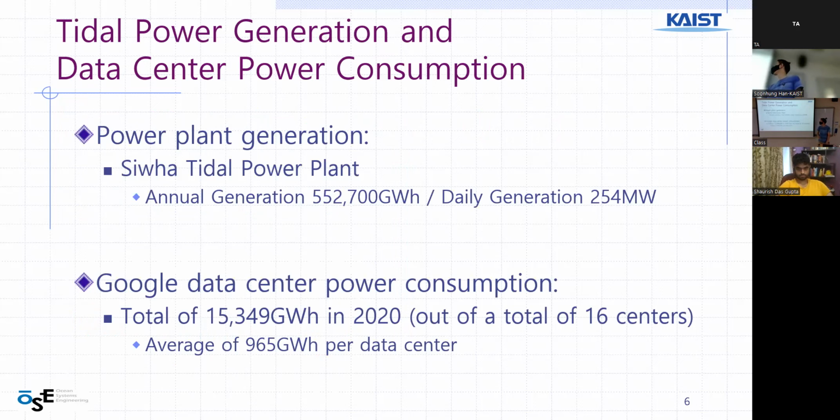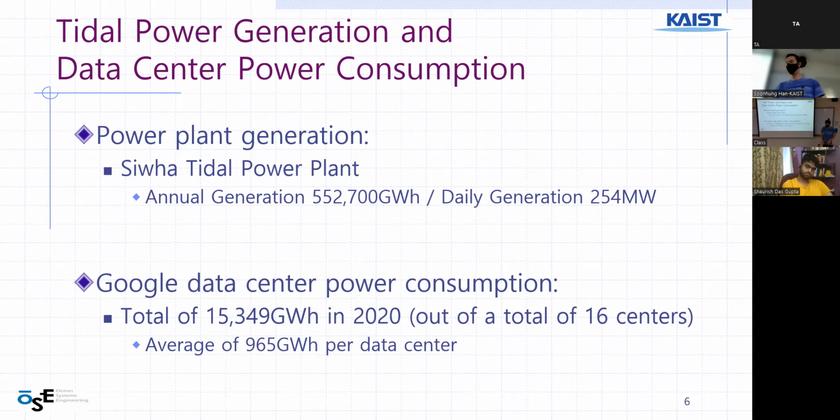First, for the power generation, for tidal power plants, one example is the Sihwa tidal power plant. It generates annually 552,700 gigawatt hours, which equals a daily generation of 254 megawatts.